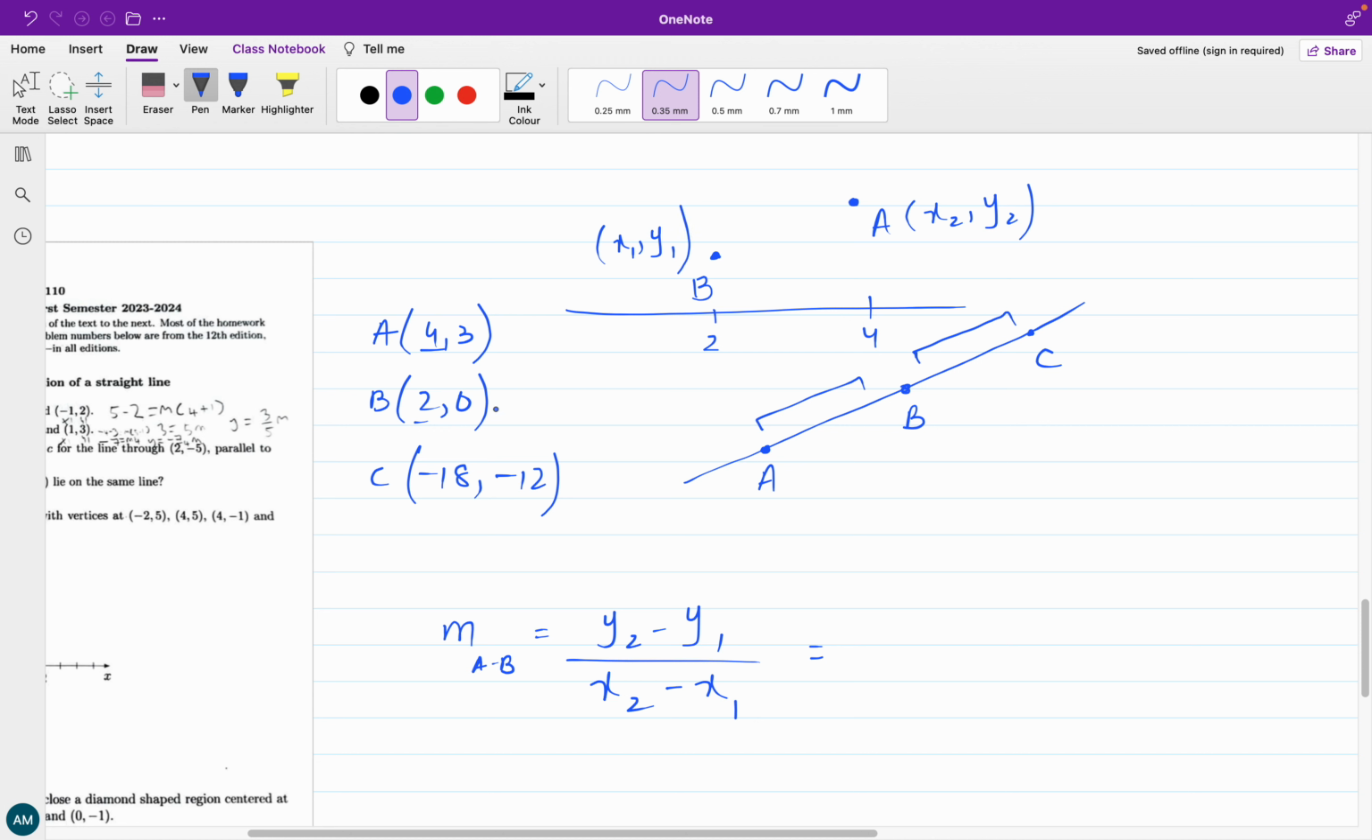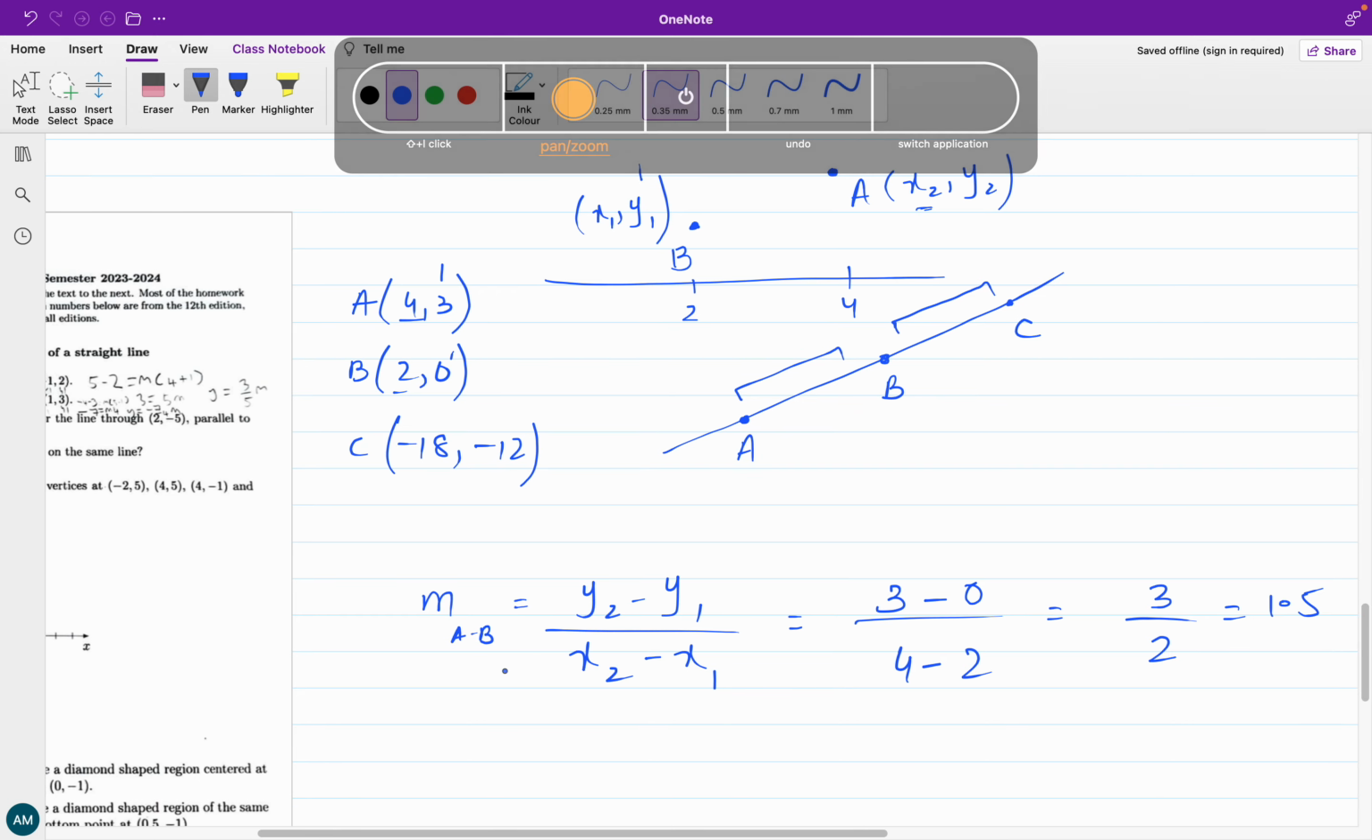Let's put this in our formula. So y2, which is 3, minus y1, which is 0, upon x2, which is 4, minus x1, which is 2. So we get 3 upon 4 minus 2, which is 2, so 1.5. So the slope of A and B is 1.5.